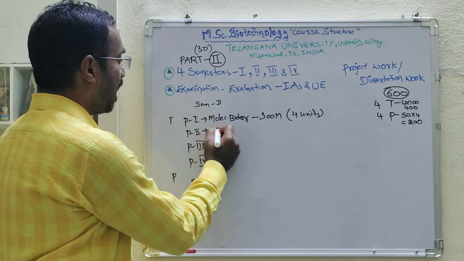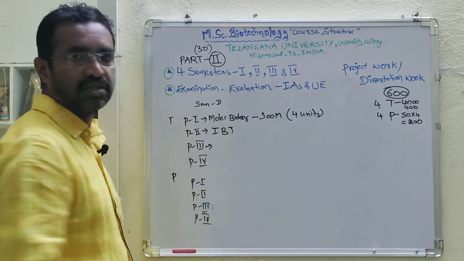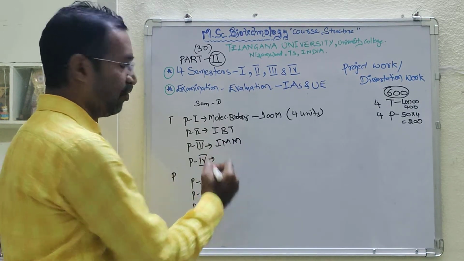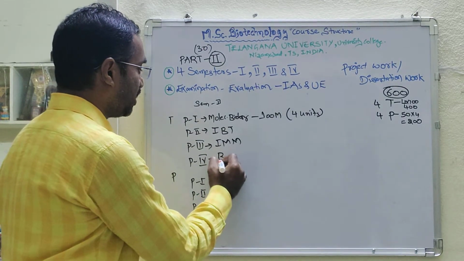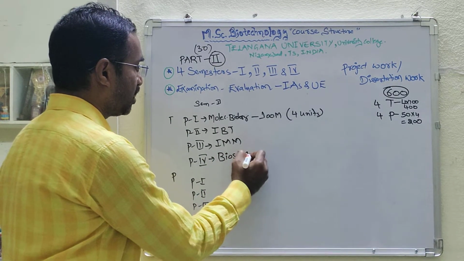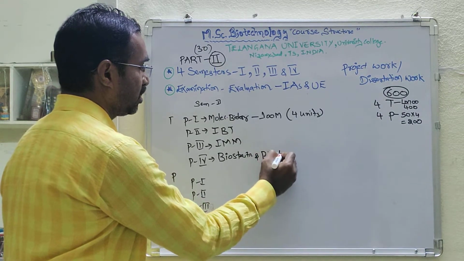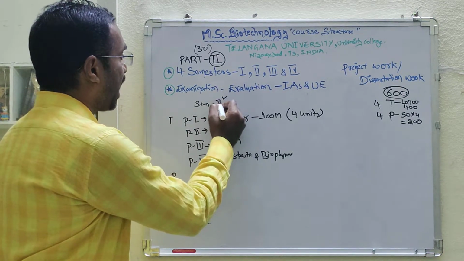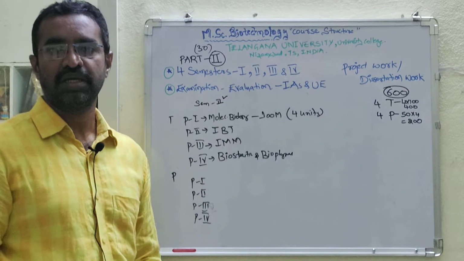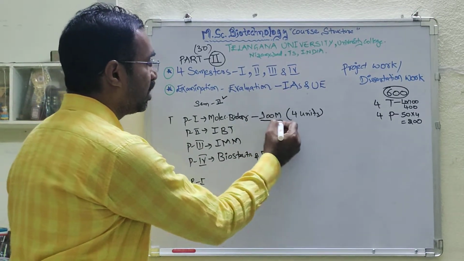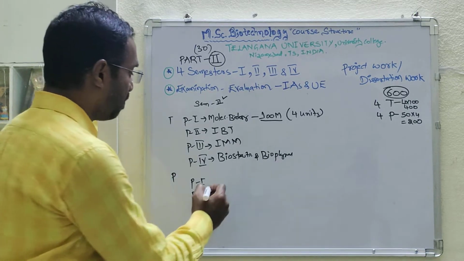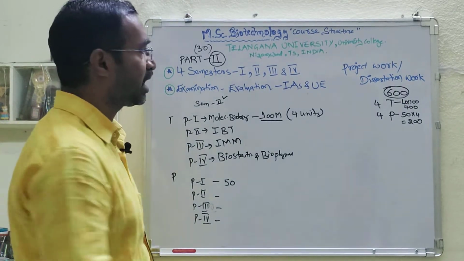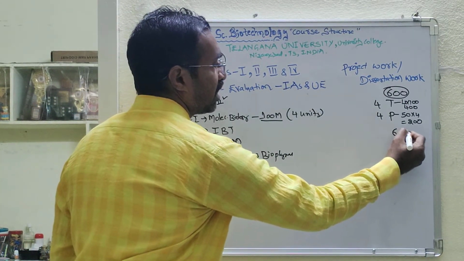The second paper is IBT, Industrial Biotechnology, and the third paper is Immunology. The fourth paper is Biostatistics and Biophysical Techniques. These are the details of the 4 theory papers of semester 2, and similar practicals are conducted. As I have clarified, each theory paper is evaluated for 100 marks and all the practicals for 50 marks. So obviously the second semester is also for 600 marks.